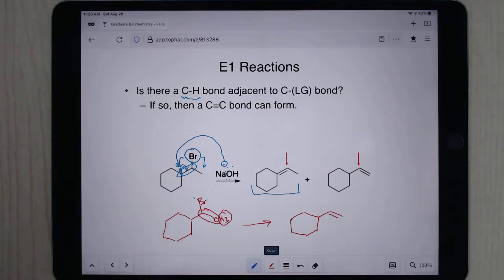If there wasn't a CH bond on one side, we couldn't do the reaction, because we need to have a base to be able to rip away the hydrogen. Okay, we'll talk later about the exact mechanism of this because it's going to make a difference whether you're having an E1 or an E2, just like the substitution makes a difference if it's SN1 or SN2.